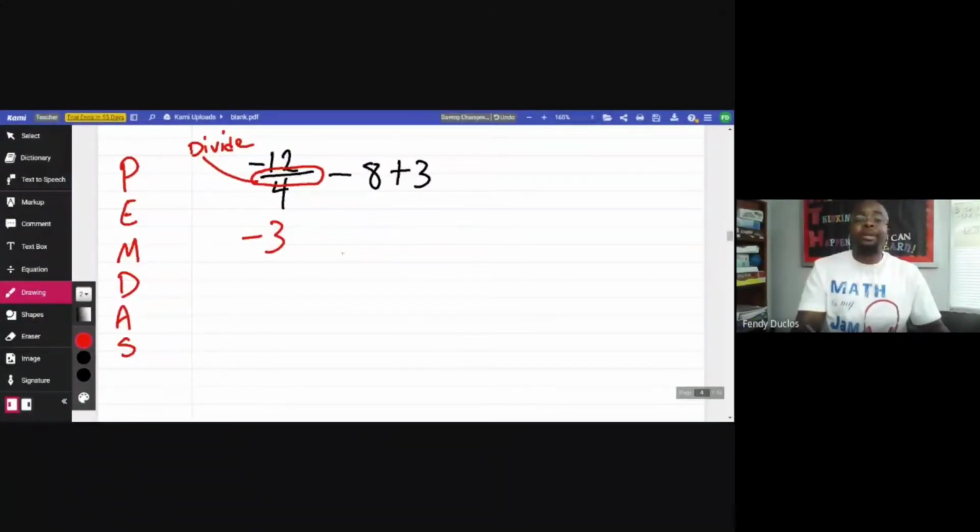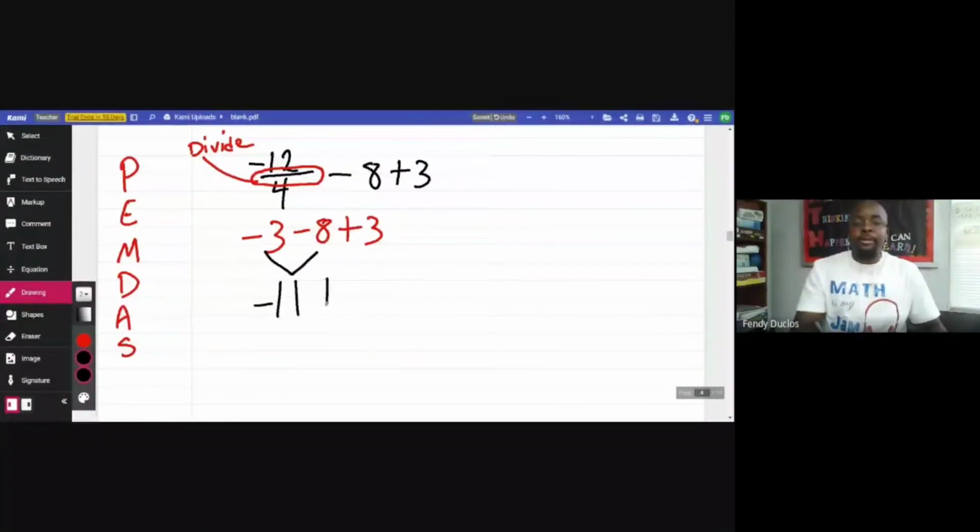And then I'm going to bring everything else down just so I can keep things arranged neatly and I don't mess up. Okay, I have negative 3 minus 8 plus 3. And according to PEMDAS, now it's time to do addition and subtraction. And honestly, that's the only thing I have left. So negative 3 minus 8 is negative 11.